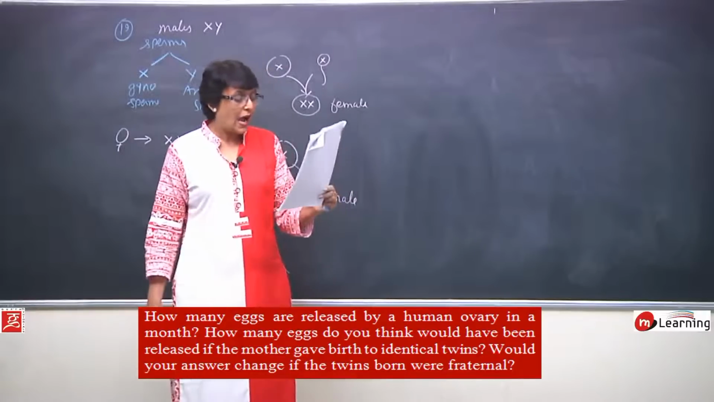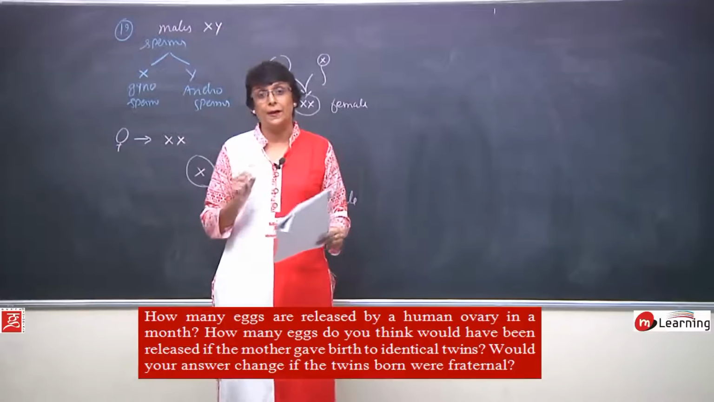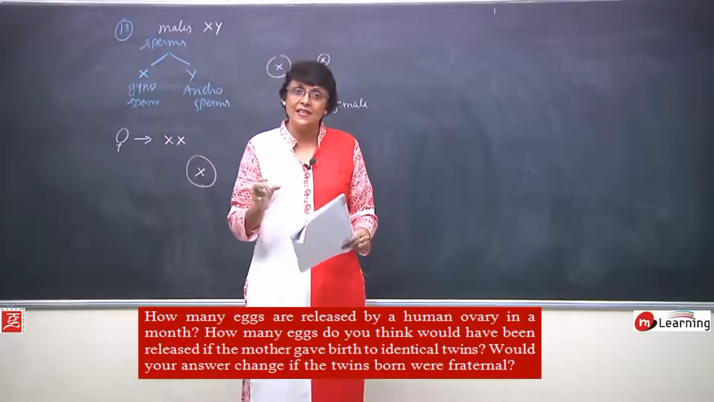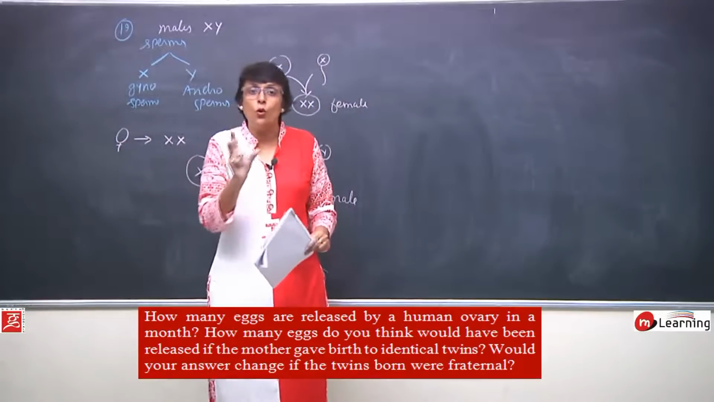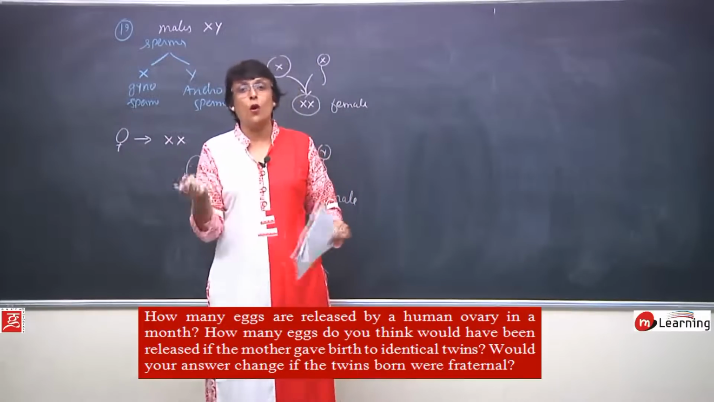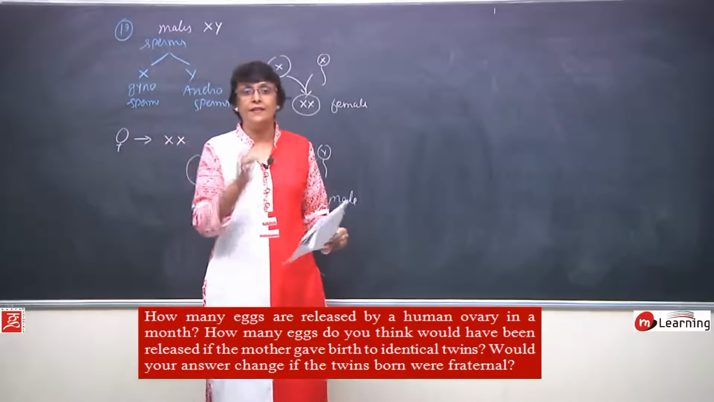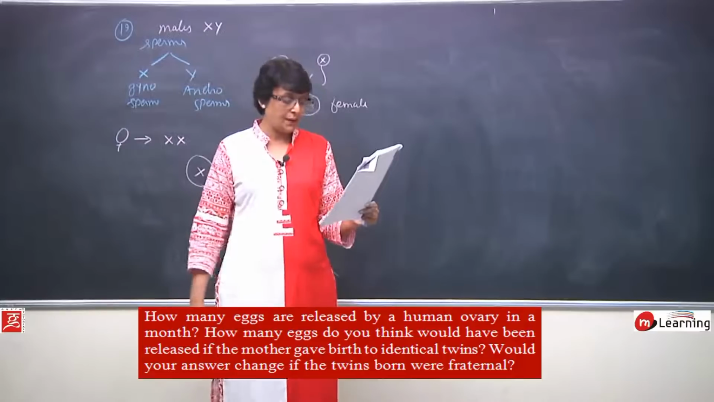20th question. How many eggs are released by a human ovary in a month? We said that menstrual cycle is completed every 28 days, and normally one egg is produced by one ovary in the cycle. So, ovaries work alternatively. 1 month right, next month left, then right, then left, and so on normally. So, one egg is produced every month.